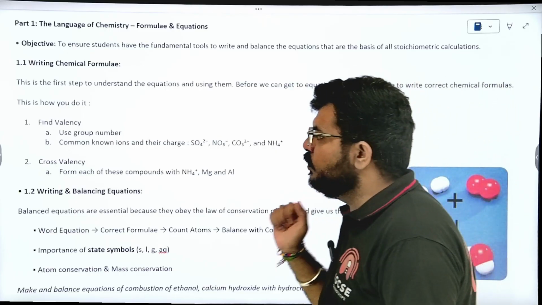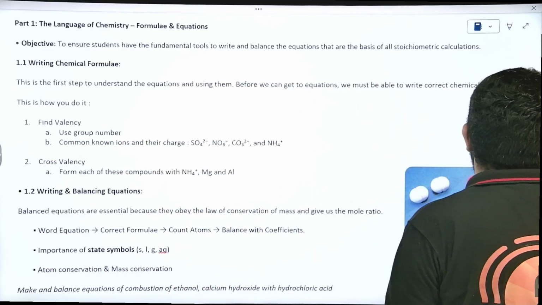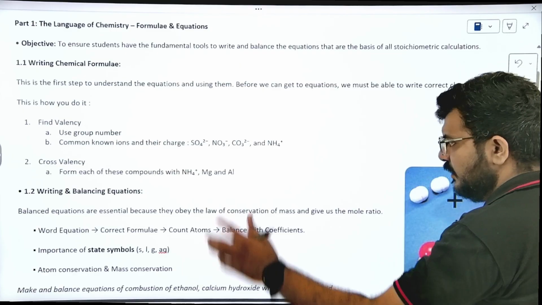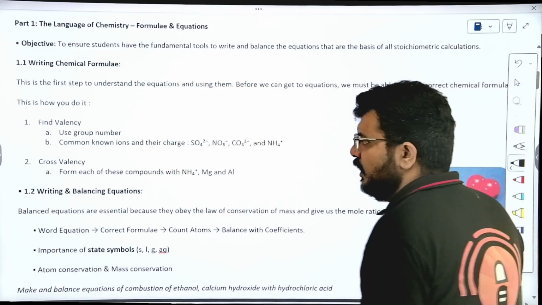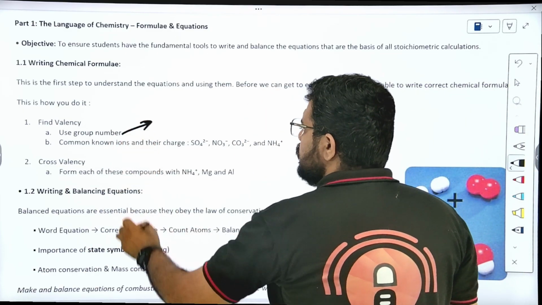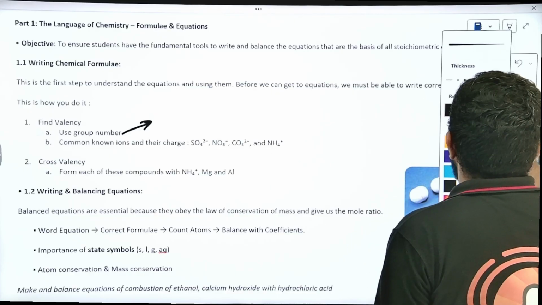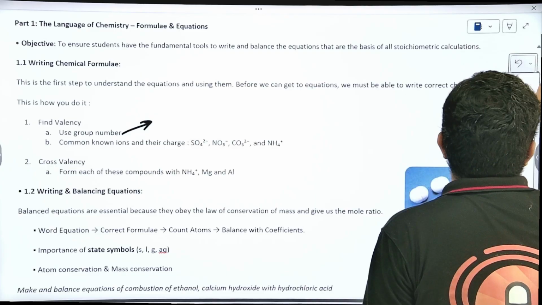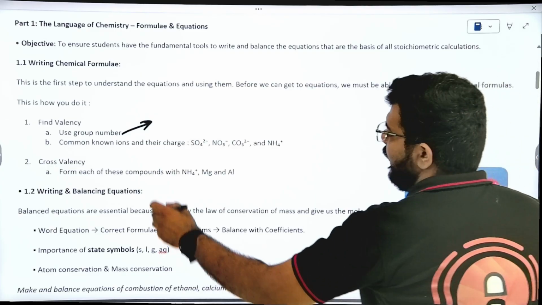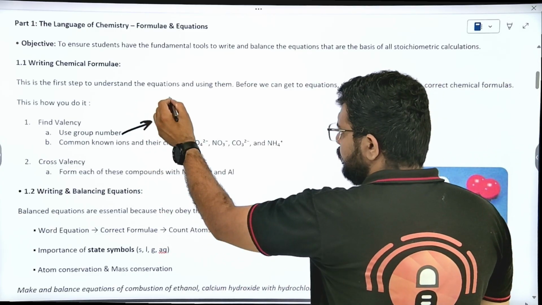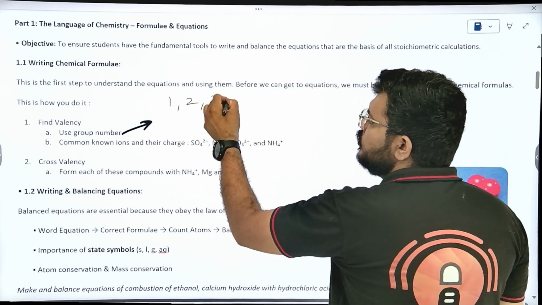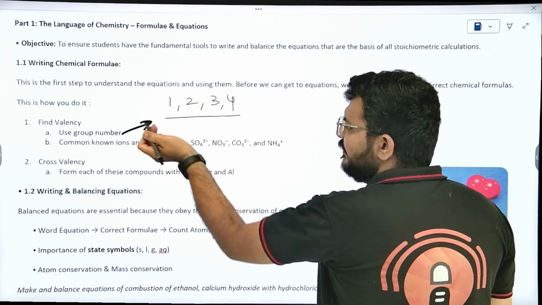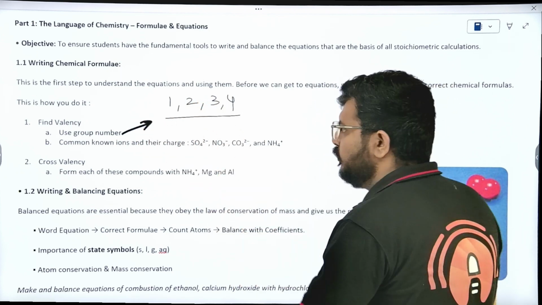Now how do you do it? The first one is to find valency. Let's look at a few examples. Okay, now find valency using group number. In group number, how do I exactly find the valency? See, it's a very simple idea, that if it is in group 1, 2, 3 and 4, the valency is also 1, 2, 3 and 4.